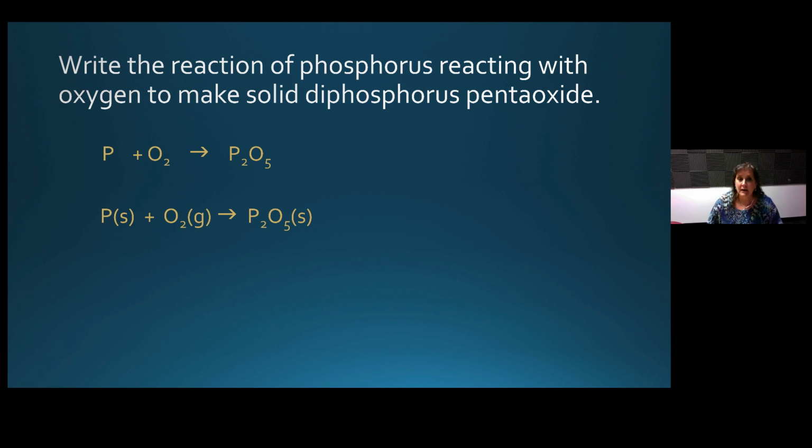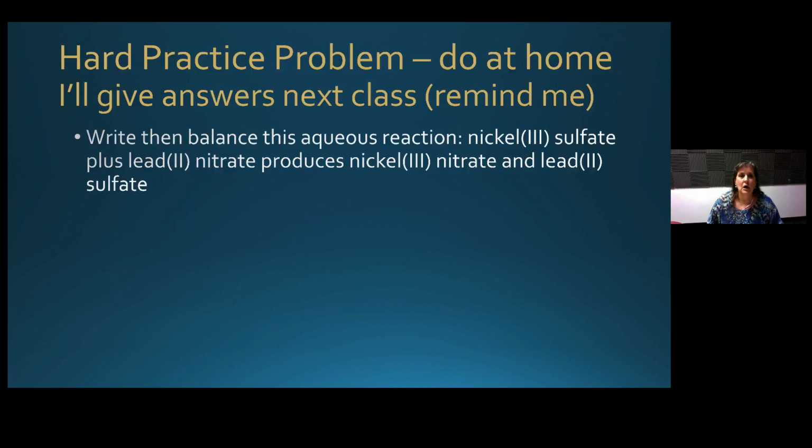All right, balancing. 4 P solids plus 5 O2 gases make 2 P2O5s. Yeah, so I hope you got that balancing done correctly. All right. So here's a hard problem. I'm going to start the next video with the answer to this. See if you can do this one on your own.